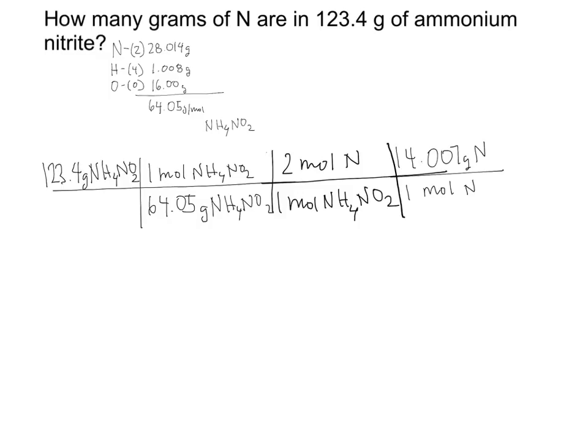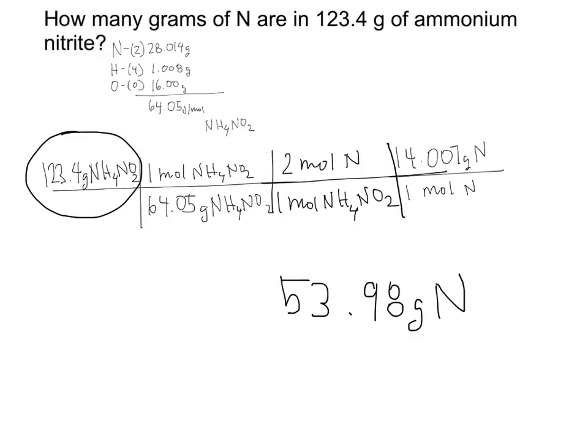And then when you plug it into your calculator, your answer should be 53.98 grams of nitrogen. And then I'm using 4 sig figs because we had 4 sig figs over here. So you use 4 sig figs. This should be your answer, 53.98 grams of nitrogen.